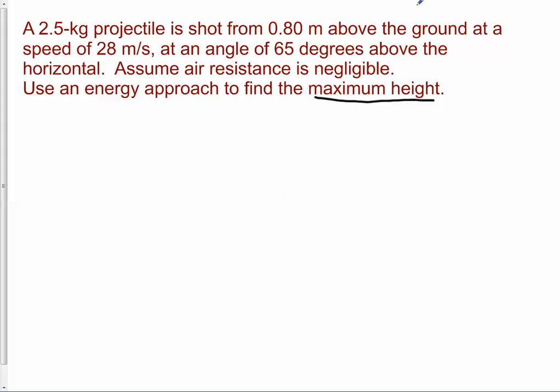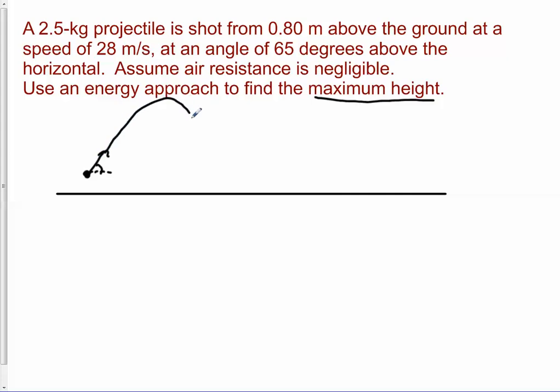So here's ground level. We have an object starting a little bit above the ground, and it's shot at a particular angle, 65 degrees, at a certain speed, 28 meters per second, and of course it's going to follow projectile motion and then land. We want to find the maximum height.